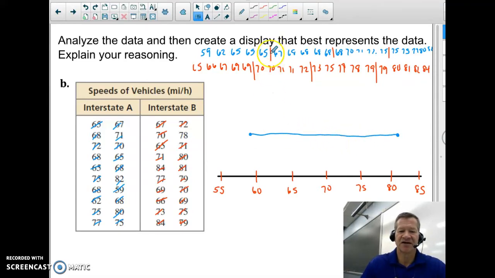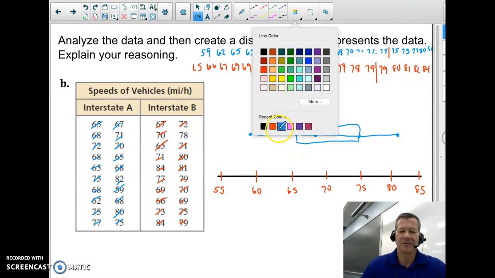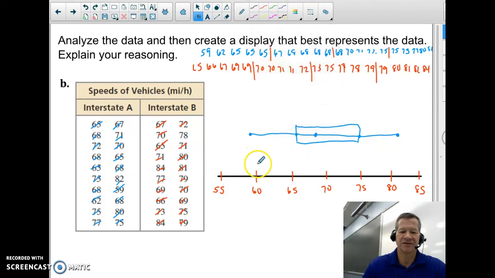Anyway, this first quartile is between 65 and 67, so that would be 66. The second quartile between 68 and 68, so that would be 68. Third quartile between 75 and 75, so that would be 75. So that was pretty simple. So we have our box right about here. And there's our box and whisker plot for the first set of data. Now, let me grab my red pen and do the second one. So the low is 65, so nowhere near as low.